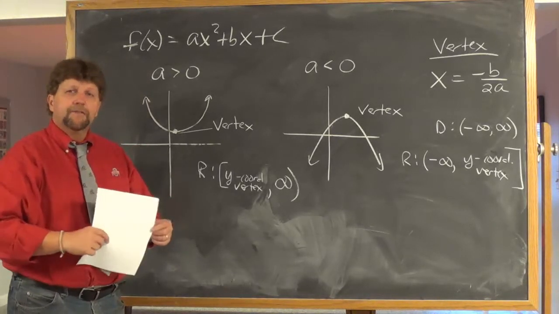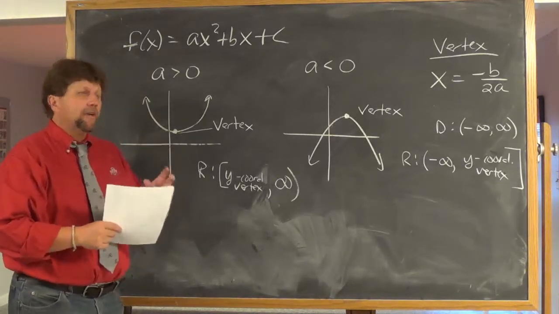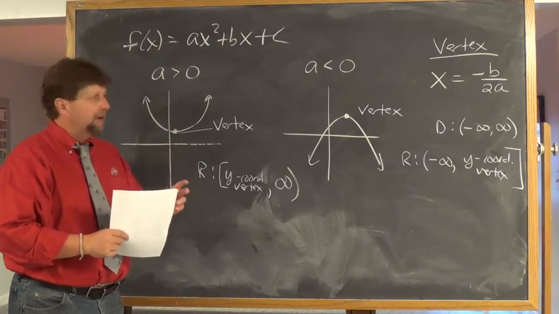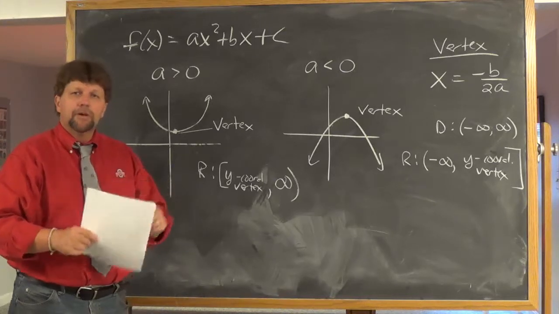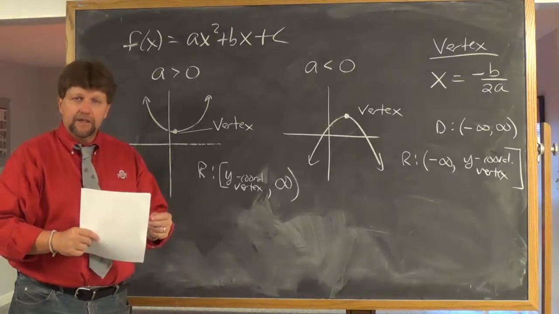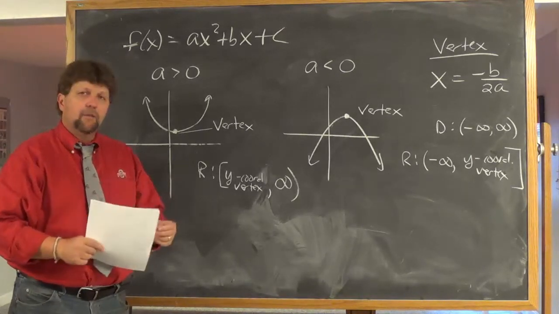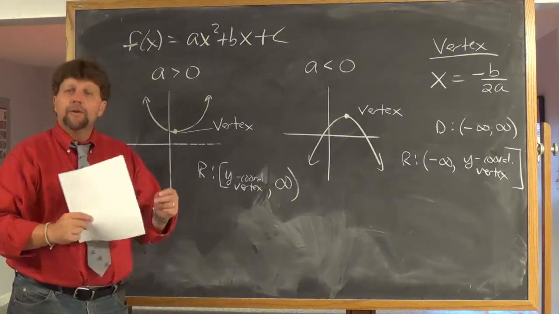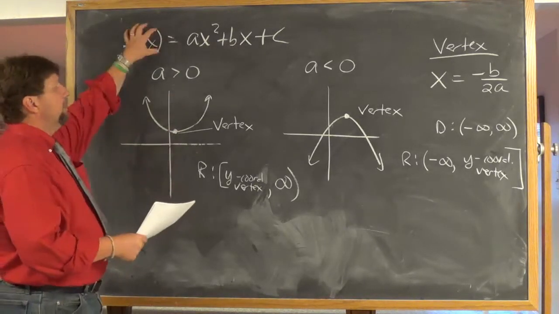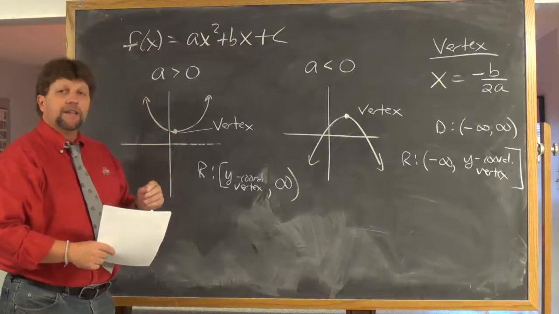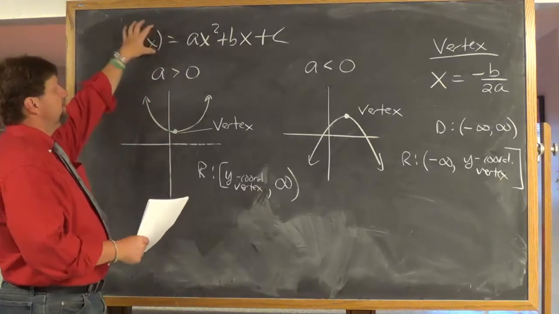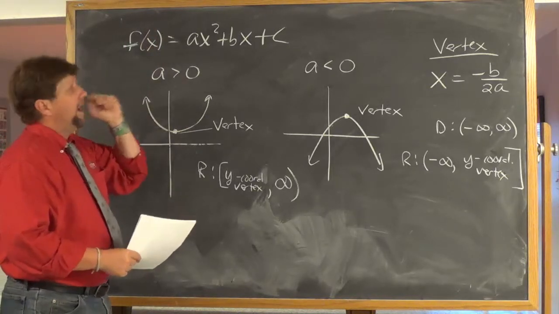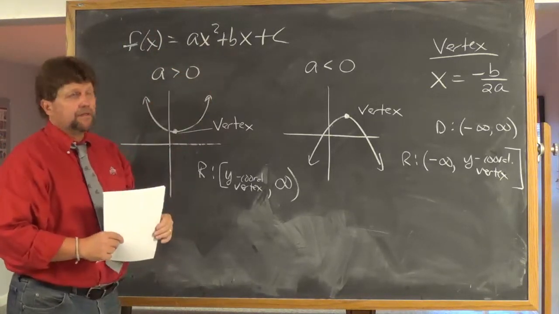Other important things to find when we start to look at the graphs of quadratics, we're going to get parabolas. Besides finding the vertex, it's important that you find the x-intercepts, if they exist, and the y-intercepts. Remember, to find the x-intercept, you let y equal 0. To find the y-intercept, you're going to let x equal 0.